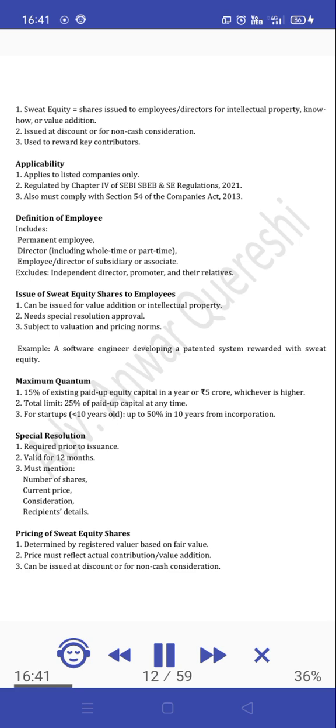Issue of sweat equity shares to employees. 1. Can be issued for value addition or intellectual property. 2. Needs special resolution approval. 3. Subject to valuation and pricing norms. Example. A software engineer developing a patented system rewarded with sweat equity.